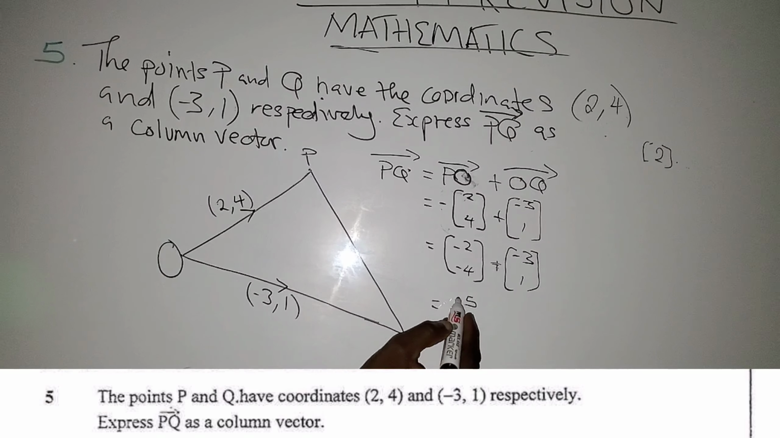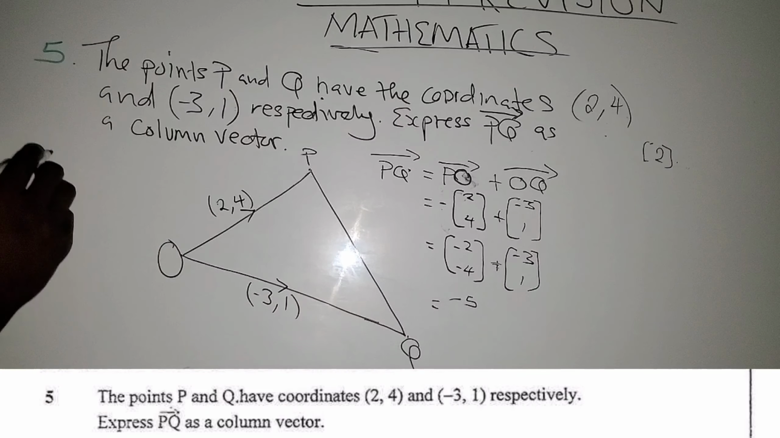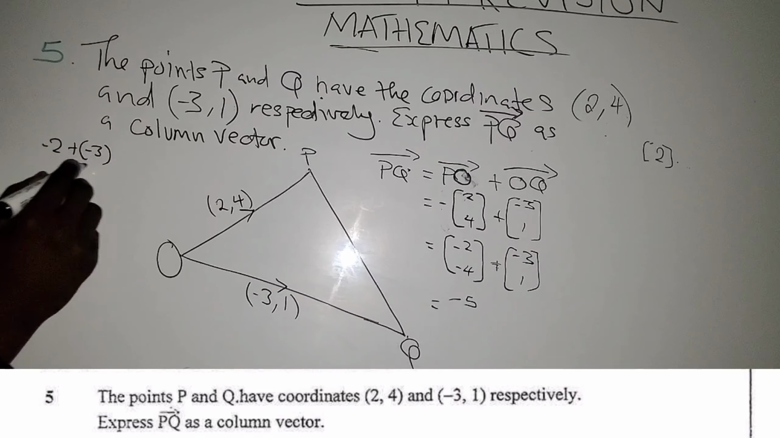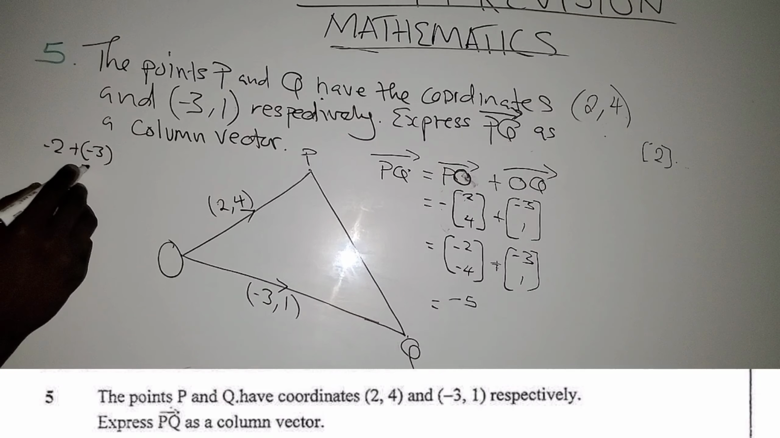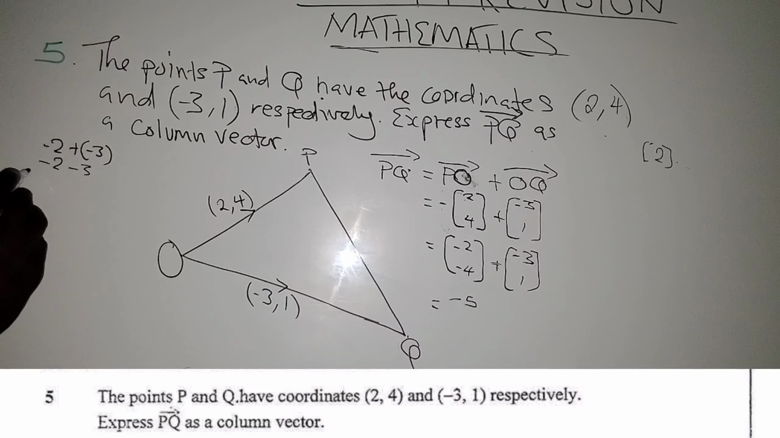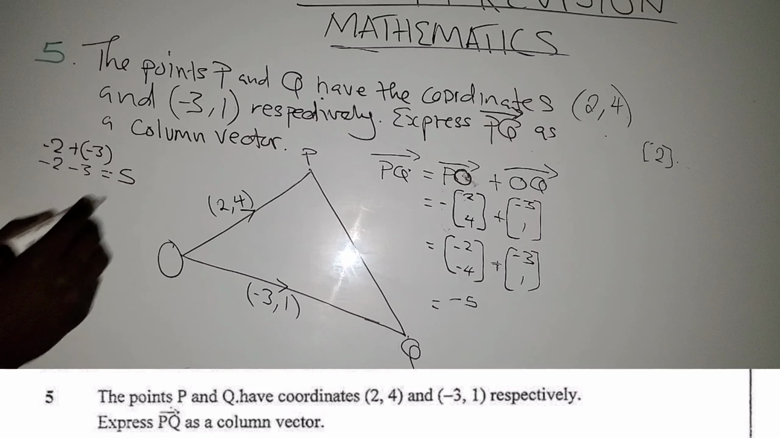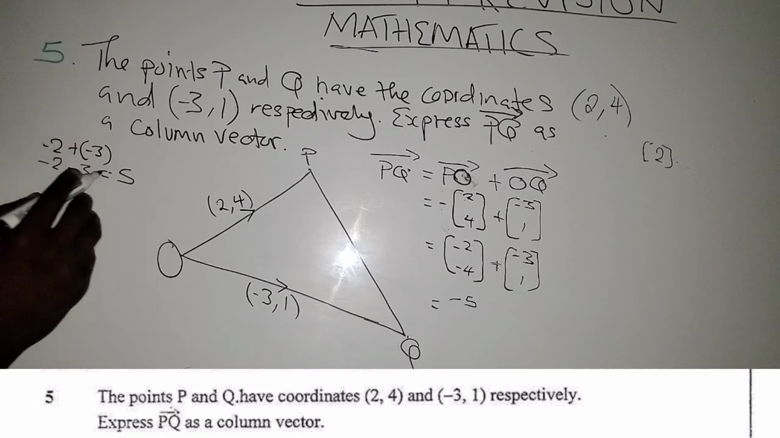Remember what I've been telling you previously: when you have two negative numbers, add them and maintain the sign, which is negative. Here -4 plus 1 is -3. So this is the answer.